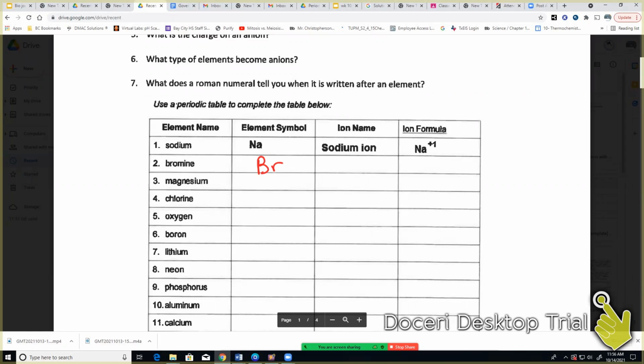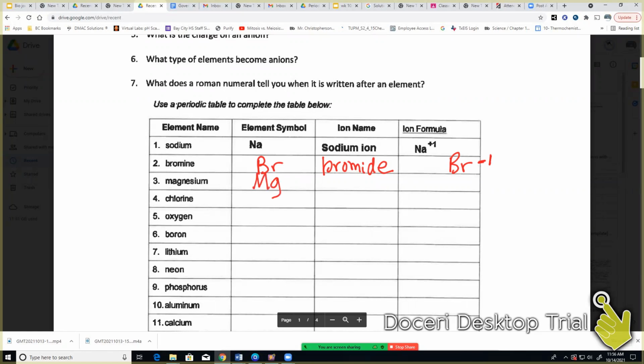Since it's a non-metal, I can't just tack on the word ion. I have to actually change it to bromide. And like I said, if you get stuck on how to change the ending, look on the back of your green sheet. It can kind of be like a cheat sheet. So my ion formula, I would start with my symbol Br. And since it's in group 17, what kind of ion would it form? -1. Perfect.